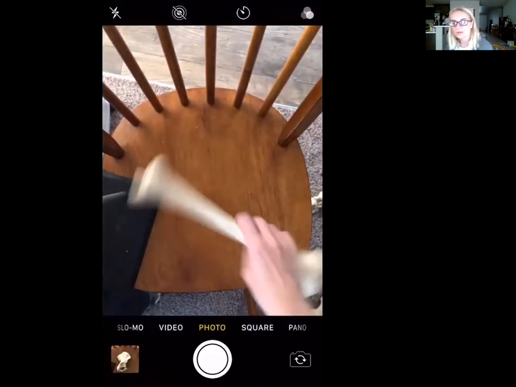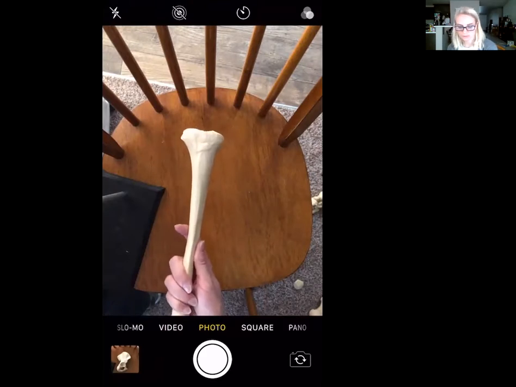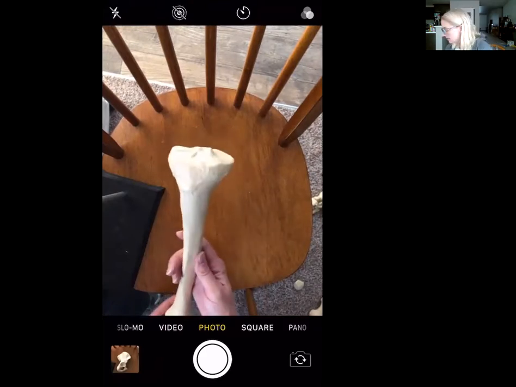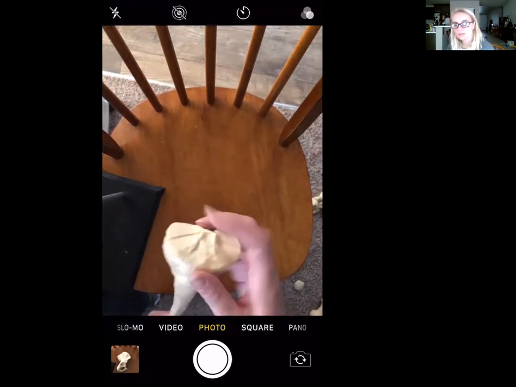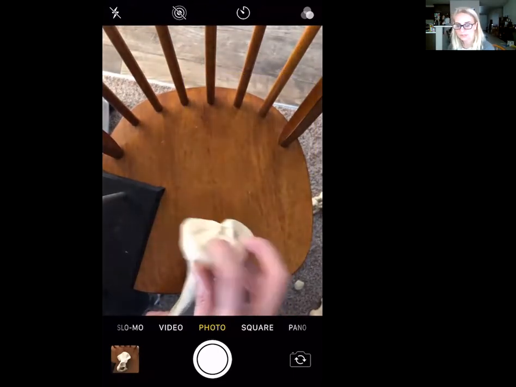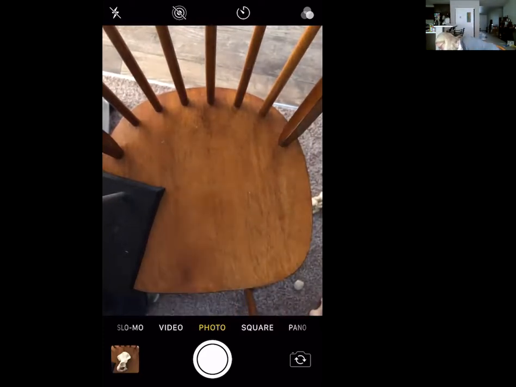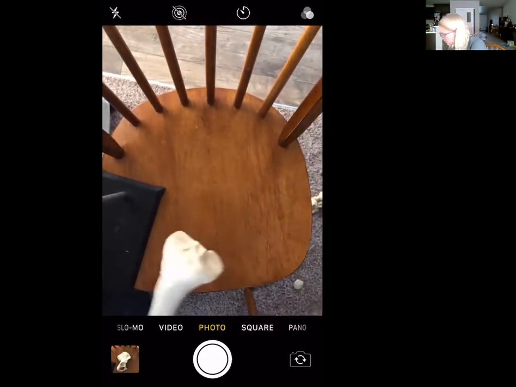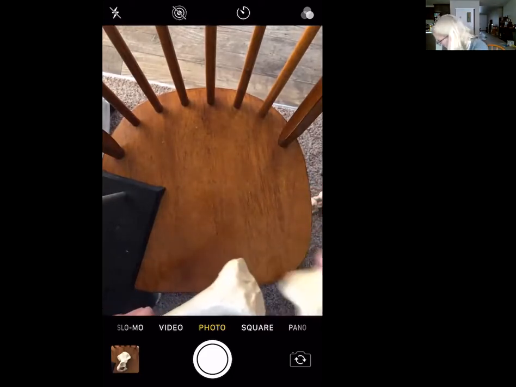Okay, so here we have our tibia. This is the larger of the two lower leg bones, and it has good articular surfaces. These are the medial and lateral condyles, because that's what articulates with the condyles of the femur, just like that, okay?